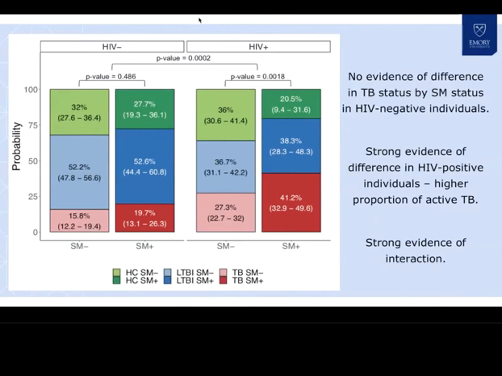And so what we found is that in HIV negative individuals, there wasn't strong evidence of an association between schisto and TB, but in HIV positive individuals, there was a much higher probability of having active disease, really, and not much impact on the probability of having latent disease. And that interaction between HIV positive and negative, is the association of schisto with TB the same between those groups, ended up providing quite strong evidence that that interaction was real. All right, next slide.